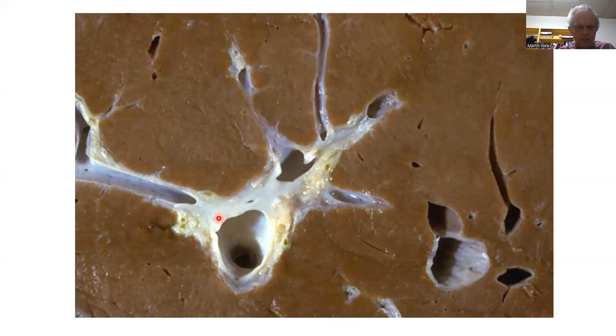These are the triads, which would obviously include the bile duct, the portal vein, and the hepatic arteriole. And this, I think, is probably the portal vein. Here you can see, I think, probably a combination of the hepatic arterioles and the bile duct. But I'd like you to pay specific attention to the consistency and the color of the liver. So it's a reddish brown in color, and it has a smooth consistency.